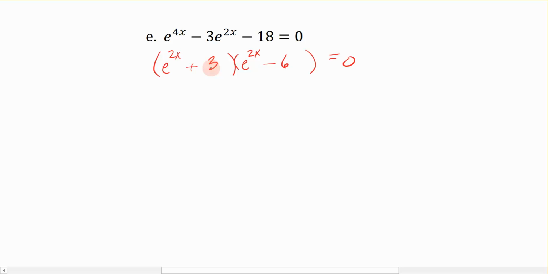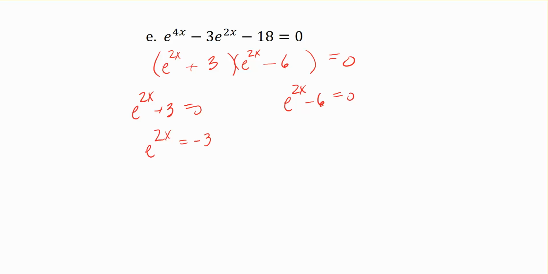So now what I have are 2 factors that are equal to 0, and I want to set each of these factors equal to 0 and solve. So the first one over here is e to the 2x plus 3 equals 0, and the second one is e to the 2x minus 6 equals 0. So moving with the left equation over here, I'm going to subtract 3 to the right hand side. e to the 2x is equal to -3.